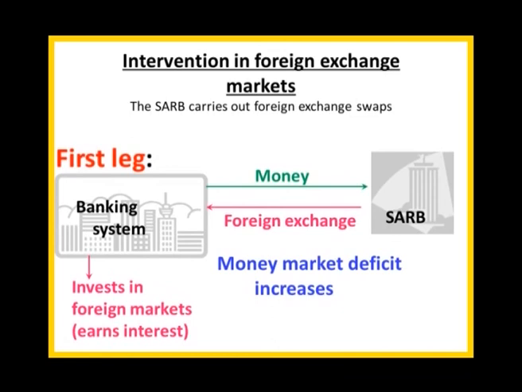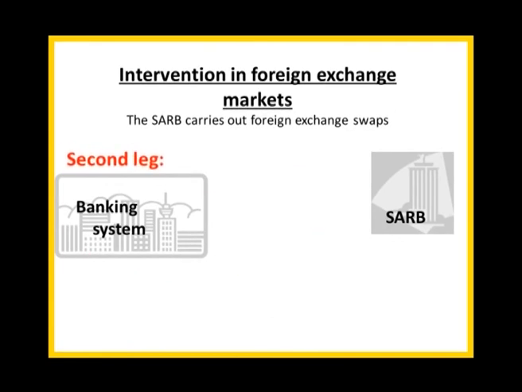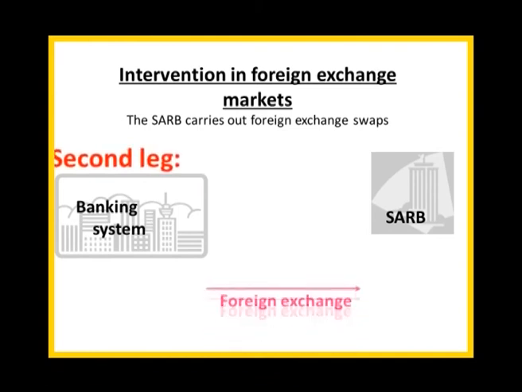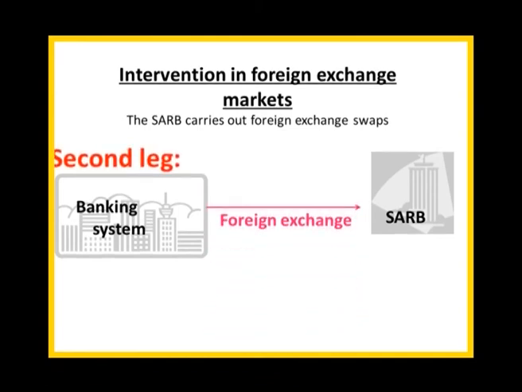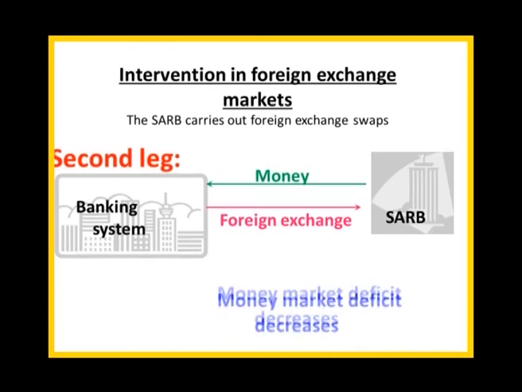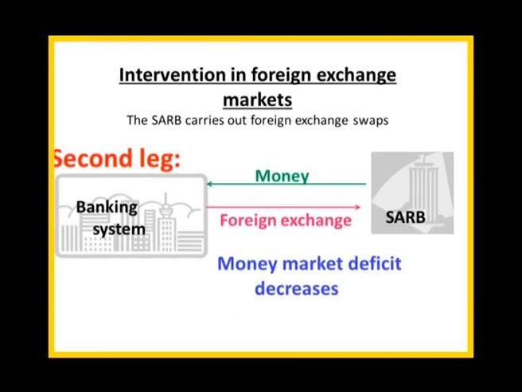But there is going to be a second leg to this transaction when the foreign exchange is going to flow back to the Reserve Bank. So the foreign exchange is not going to remain with the banking system. It's going to flow back to the Reserve Bank. The Reserve Bank is going to give the rands, the money, back to the banking system, and therefore the money market deficit will then once again decrease.